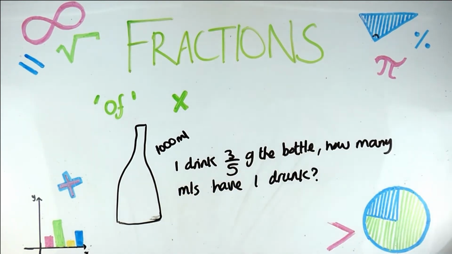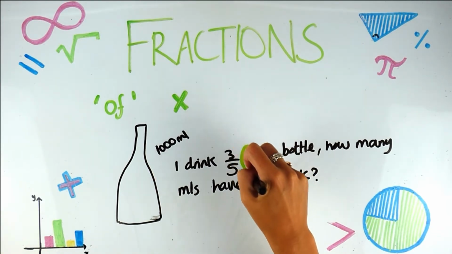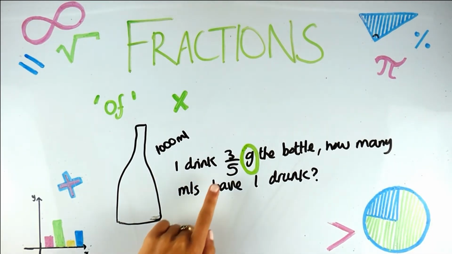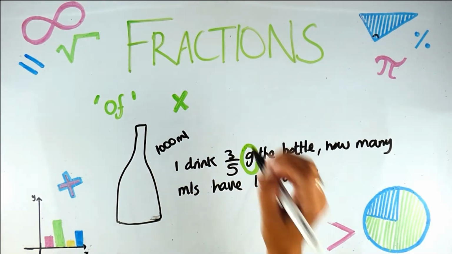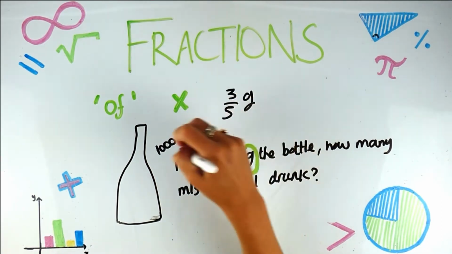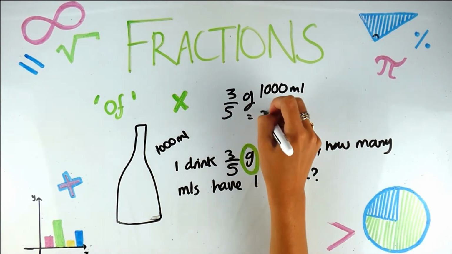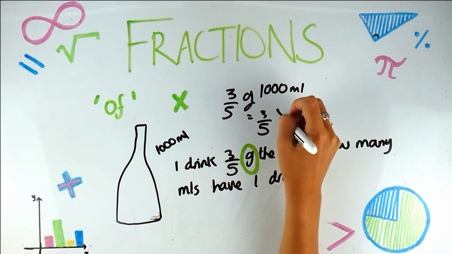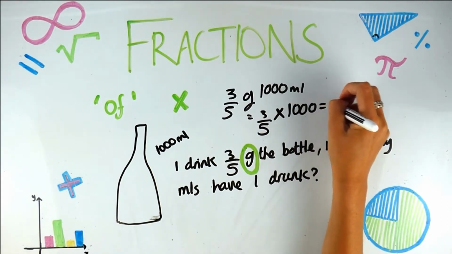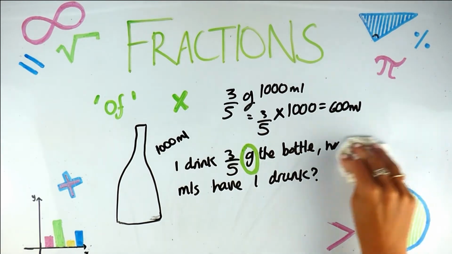Okay, so here we go. I've got a fraction followed by of. Alarm bells ringing, of means multiply in maths. So I've got 3/5 of the bottle, which is 1,000 millilitres. So that's 3/5 of, multiply, 1,000. That is 600 millilitres, so that's how much I've drunk. Another example.